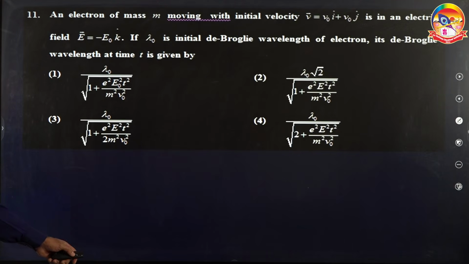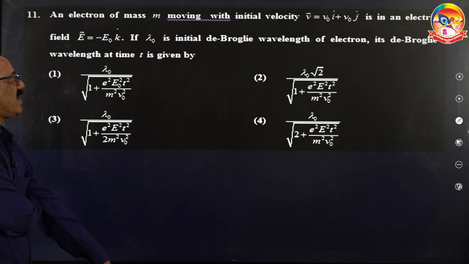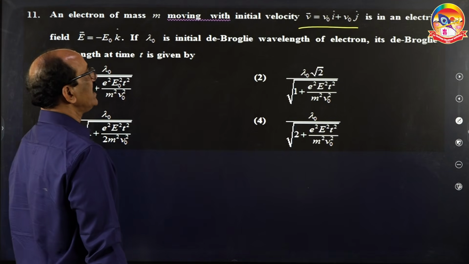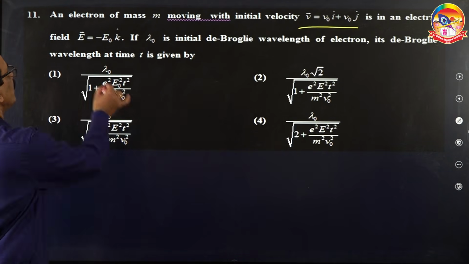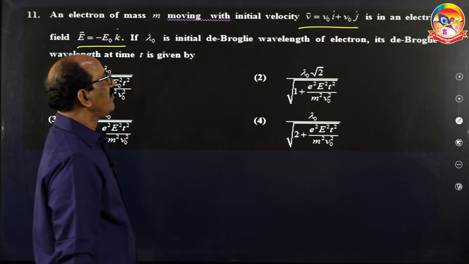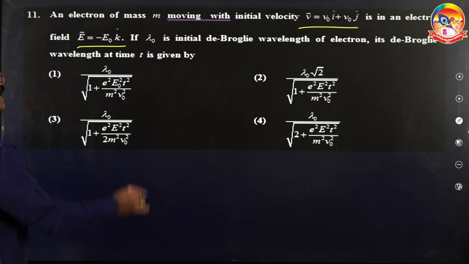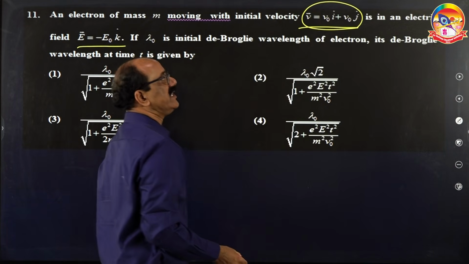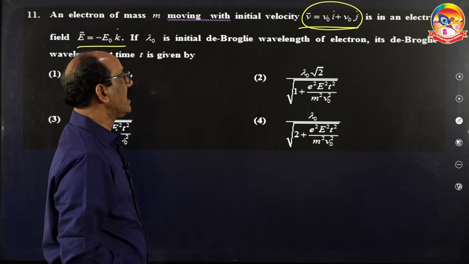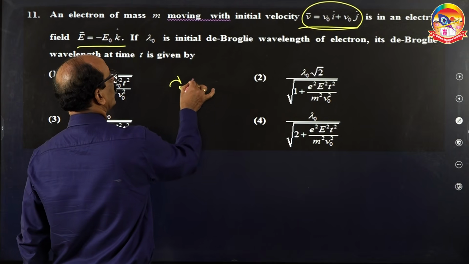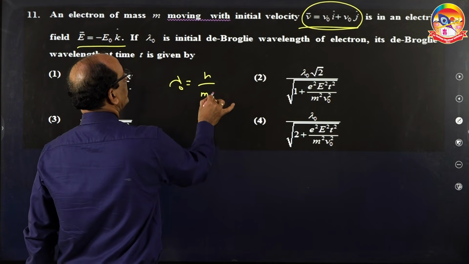Then, if you go to the next one, an electron of mass m moving with initial velocity v bar equal to v naught i cap plus v naught j cap is in an electric field E bar equal to E naught k cap. If lambda naught is the initial wavelength of the electrons, its de Broglie wavelength at a time t is given by. Initially, with this velocity, it has a de Broglie wavelength lambda naught equal to h by m into root 2 v naught.